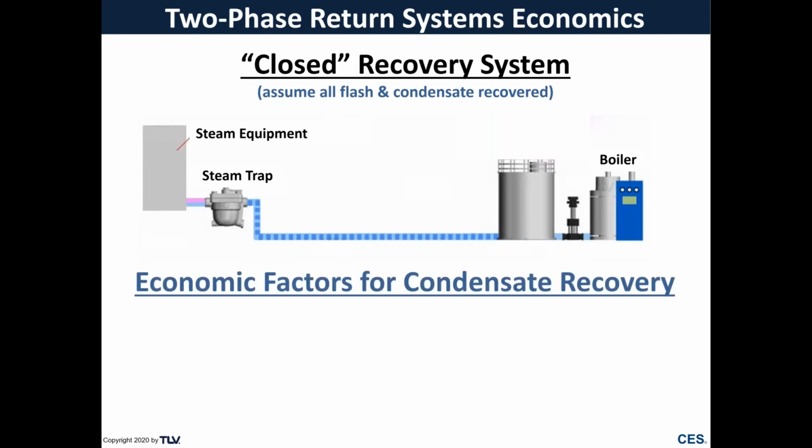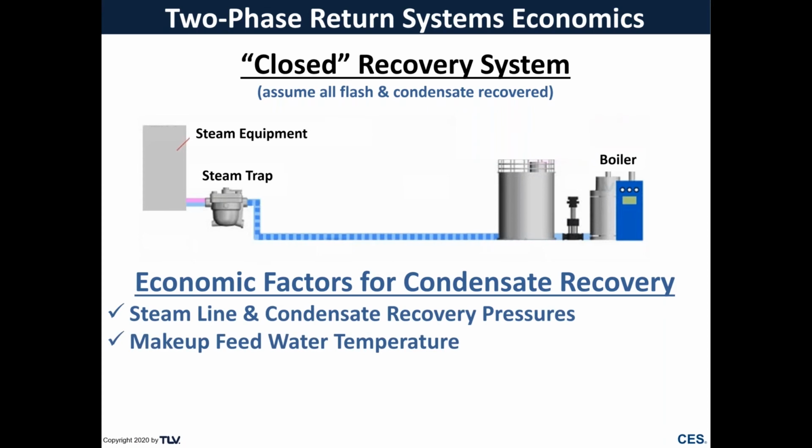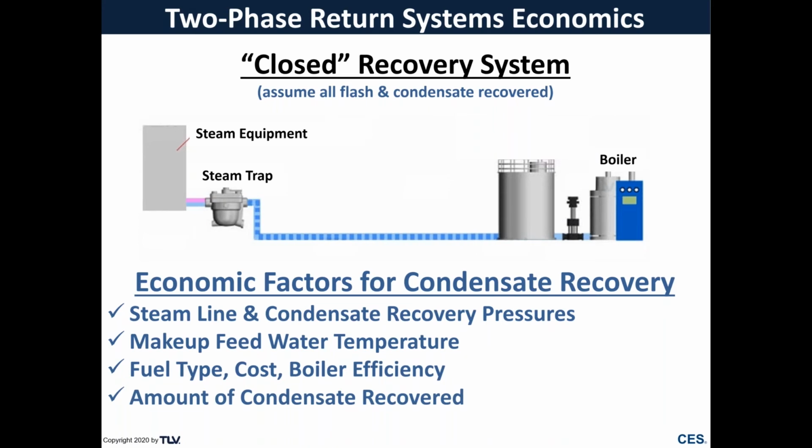So the economic factors that we'd look at for condensate recovery would be things like our steam line pressure and our condensate recovery line pressure. We'd look at what the temperature of our makeup feed water is to the boiler, as well as looking at things like our fuel type, our fuel cost, and our boiler efficiency. And ultimately, we want to look at the amount of condensate that we're returning back to the boiler.